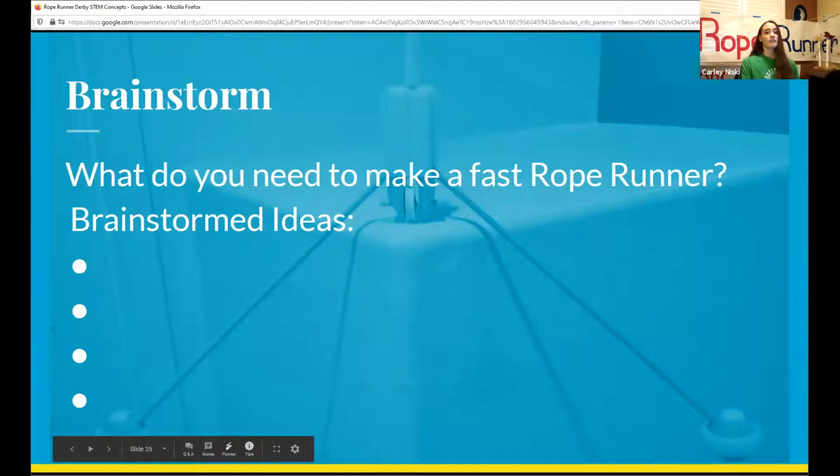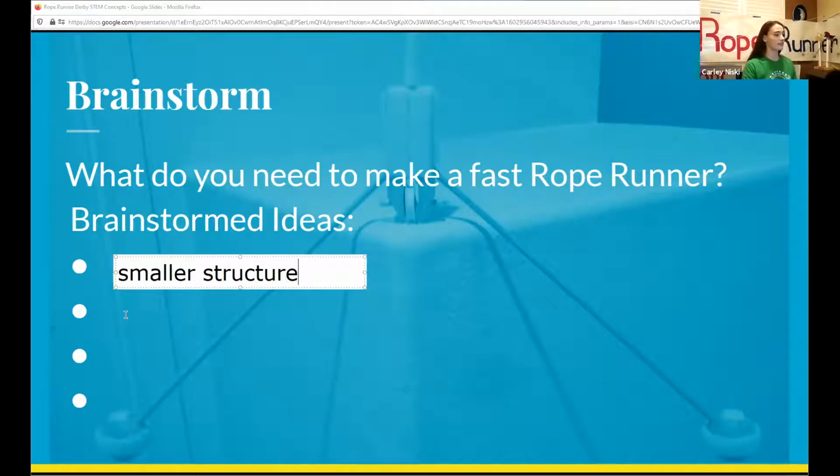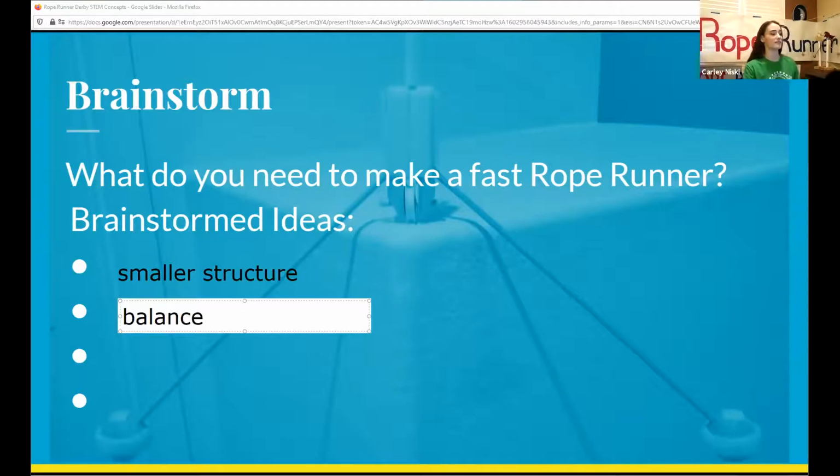Now, let's brainstorm some ideas. What are some things you need to make a fast rope runner? You can go ahead and unmute yourselves and just speak out. You need to have a tiny structure so it goes faster. Good balance. Okay, a smaller structure. I heard good balance. You need balance. Balance, yes, balance is very important.